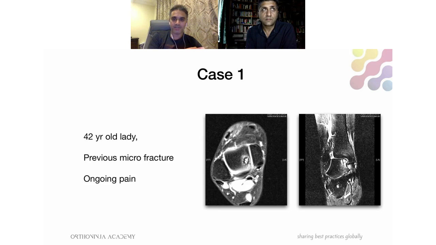The question in my mind now is, is this a contained defect? The answer is yes, because you can see on that axial cut, there is a bony shoulder around that medial talar dome. So an AMIC in my hands would be what I would be considering, Amer.